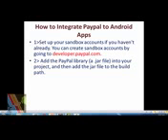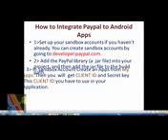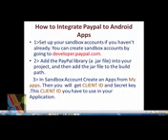Then build path, and then from My Apps, create Android applications. Then you will automatically get a client ID and a secret key. This client ID you have to use in your applications.